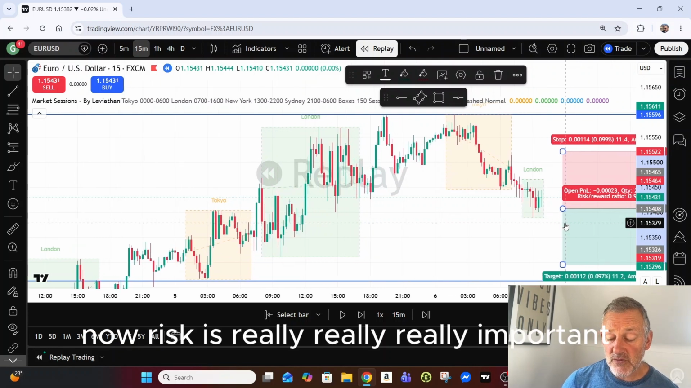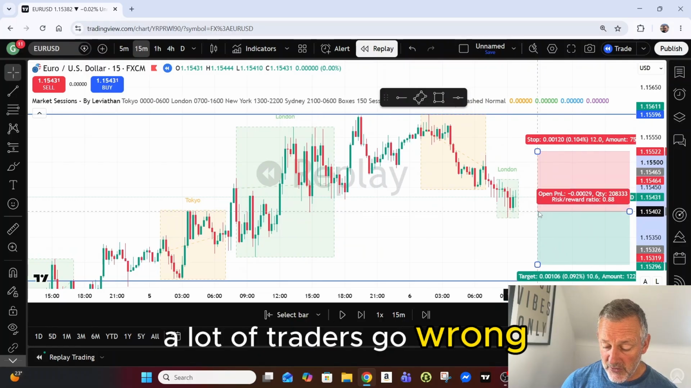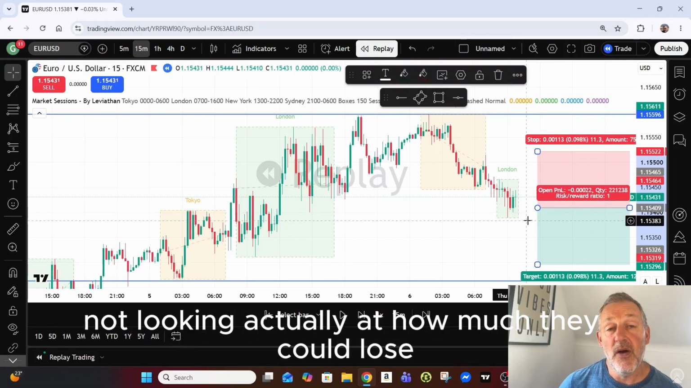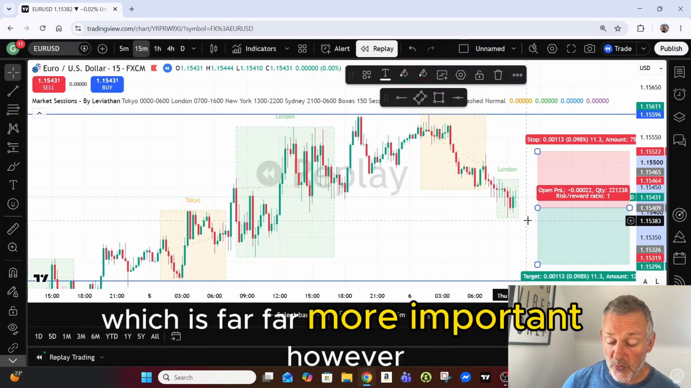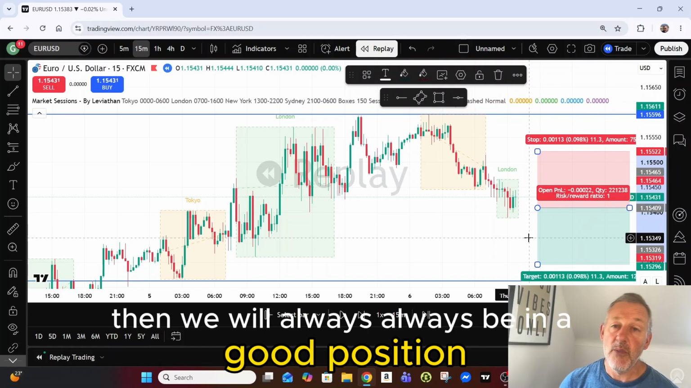Now, risk is really, really important. It's the most important thing. A lot of traders go wrong because what they look at is how much they can make, not looking actually at how much they could lose, which is far, far more important. However, if we do a 1-to-1 risk ratio, then we will always be in a good position.